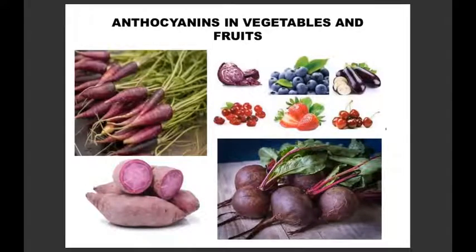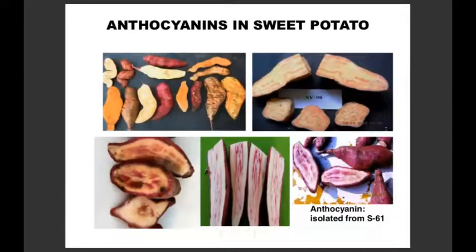Here we can see a few different varieties of vegetables and fruits in this slide which contain a high amount of anthocyanin, which has a purple color. We mainly isolated anthocyanin from our Mondori farm, from a sweet potato. The variety name is S61. The last slide's picture shows the anthocyanin which has been isolated from the S61 variety of sweet potato.